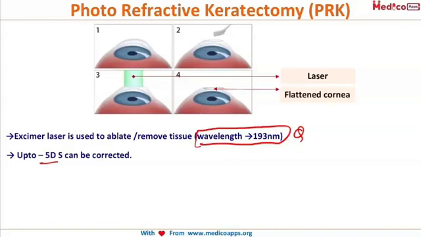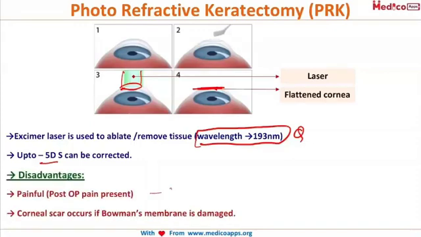What you do is, you can see from this picture that the laser beam is focused onto the epithelium of the cornea and it is ablated. This cornea is removed and this results in correction of the refractive error up to -5 diopter sphere. However, the disadvantage of this is that it is very painful because we know that the epithelium is rich in nerve fibers. So it is a very painful condition that can last for a very long time after the surgery. Also, if you damage the Bowman's membrane, we know that it does not regenerate, so it can result in corneal scarring. These are the two drawbacks of this procedure.